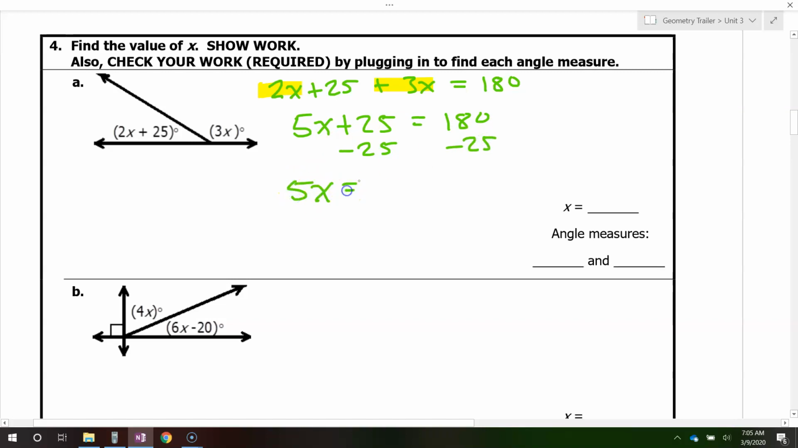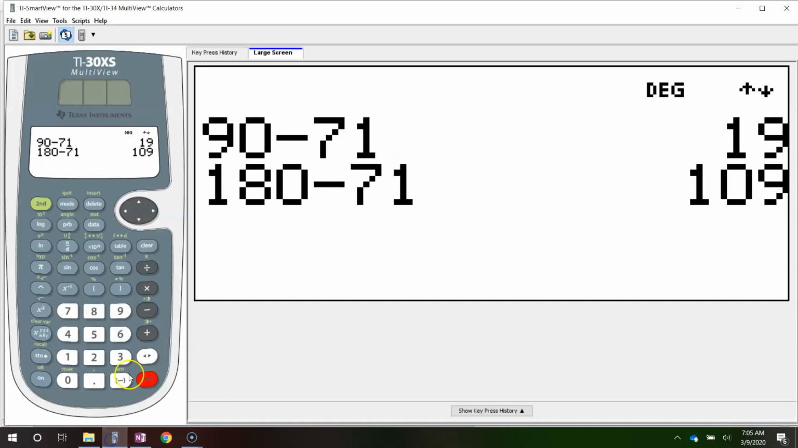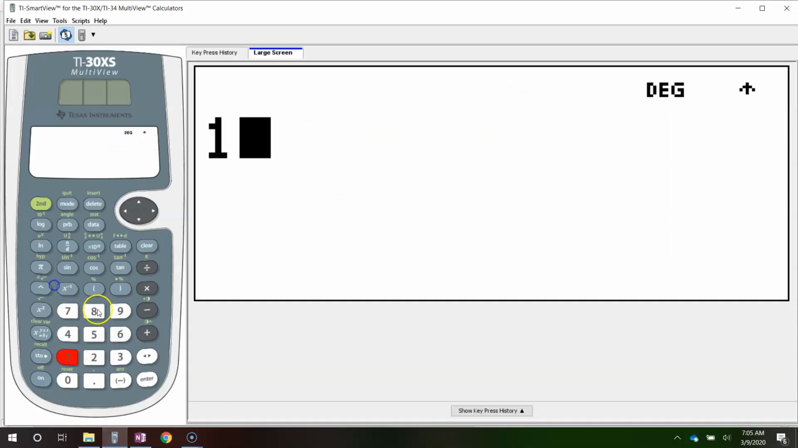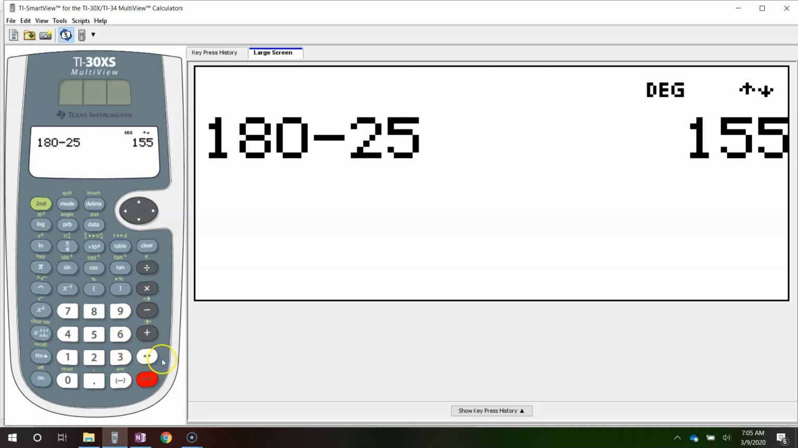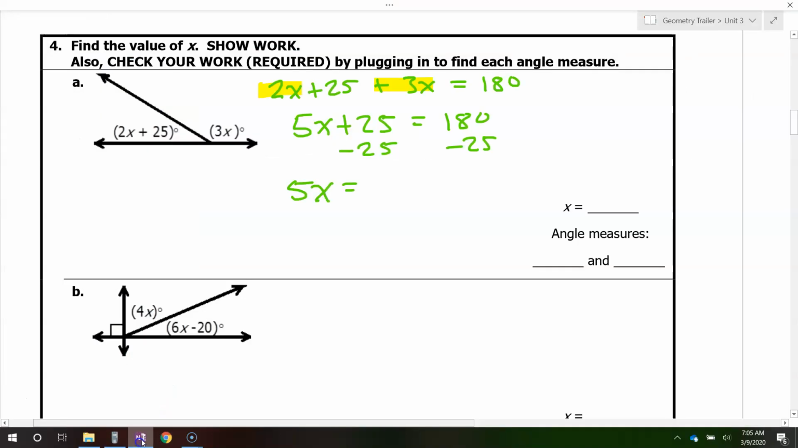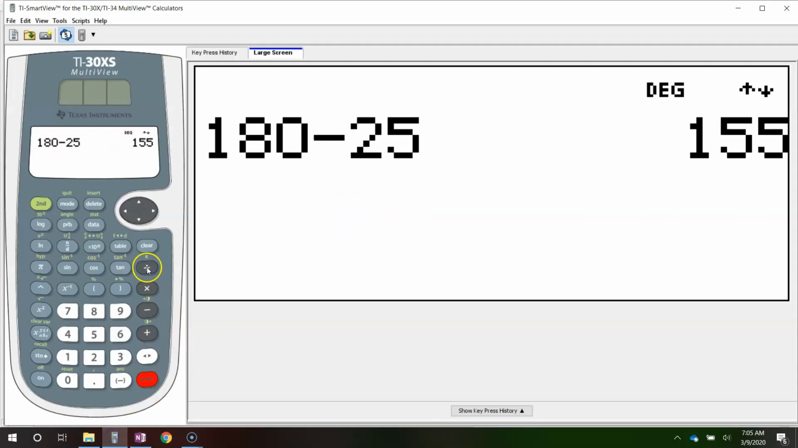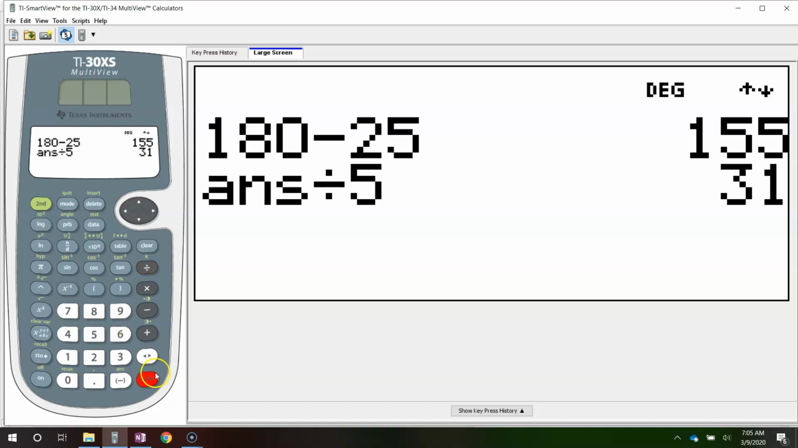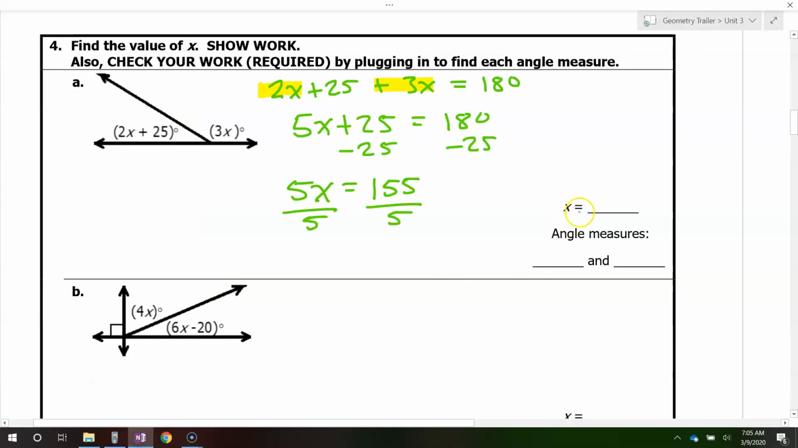Got to get the x by itself, so we would subtract 25 from both sides. That's going to leave 5x equals, if I do 180 minus 25, that's 155. And then finally divide both sides by 5 to get x by itself. 31. So x is 31.